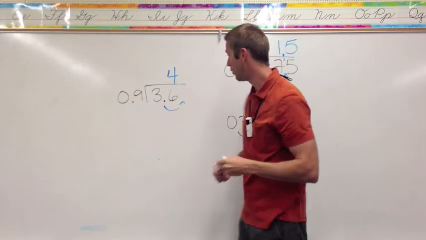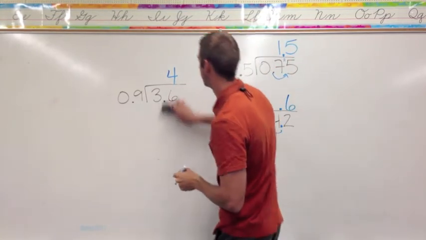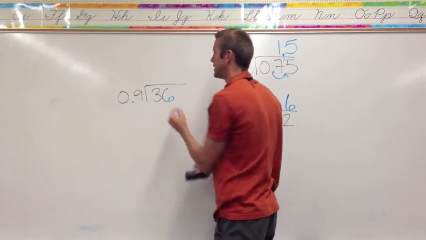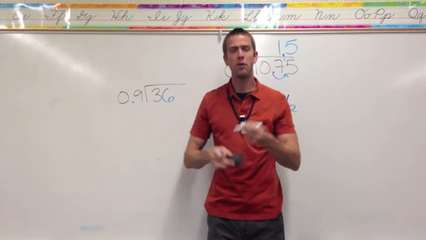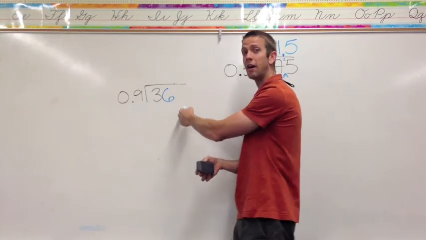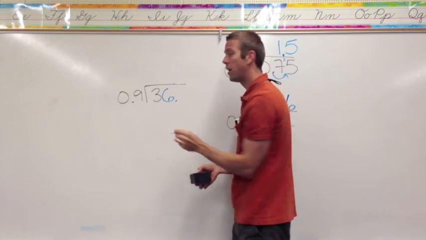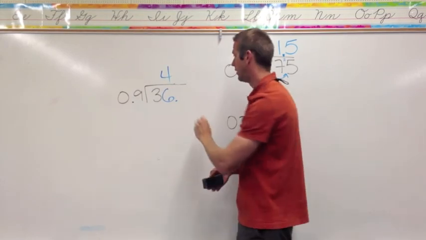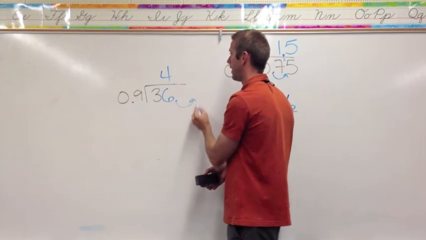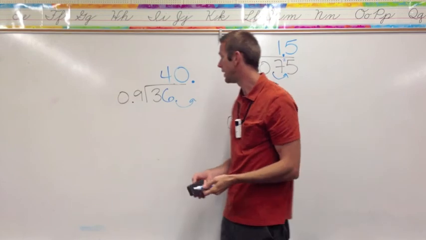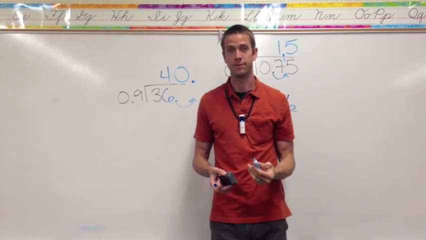And if you happen to have a whole number on the inside, like this was 36 all by itself, how would it move over? Well, you have to pretend that there's a decimal right here. So this decimal, wherever it was, this is 4, the decimal would have to go over and up. So it would be 40. 0.9 would fit into 36 40 times.